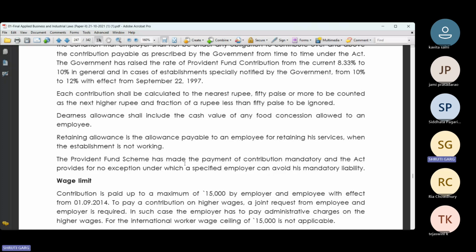So the Provident Fund scheme has made the payment of contribution mandatory and provides for no exception; no specified employer can avoid his mandatory liability.